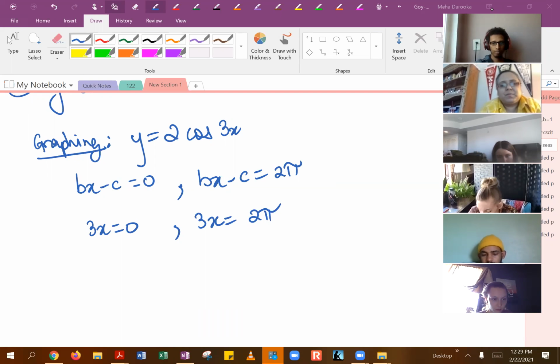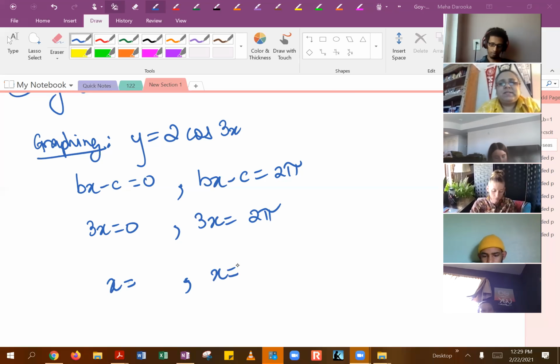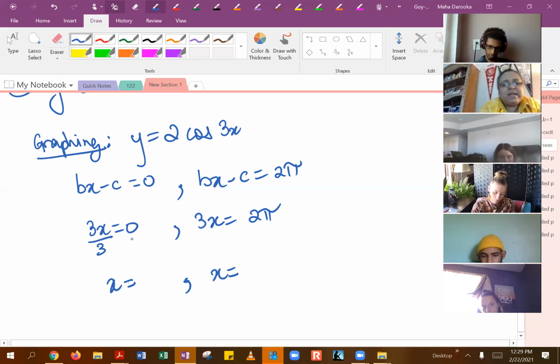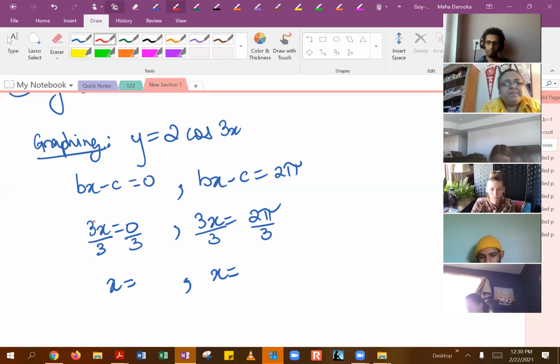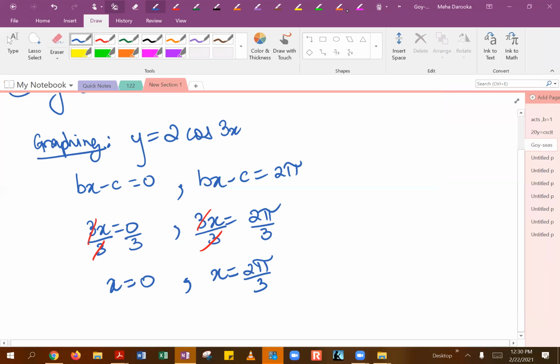So what will we get for our x. 0 and 2 pi over 3. Alrighty, very good, because again, you're trying to get x by itself, which means we would go ahead and divide both sides by 3. And 0 divided by 3 is 0. Of course, we cannot simplify 2 pi over 3, so that will stay the same. So remember, this is our period interval.